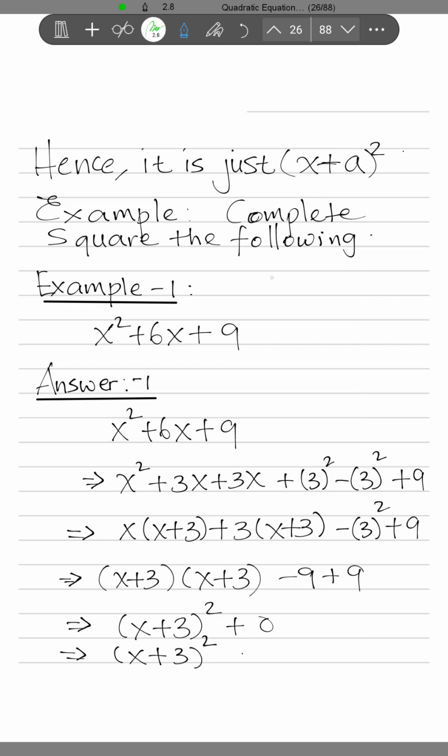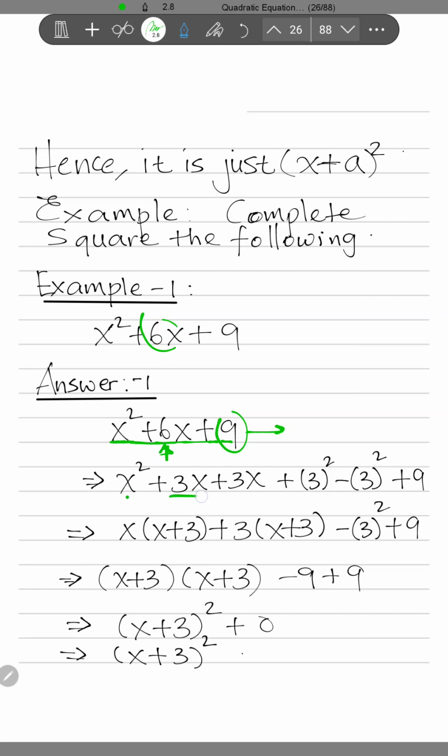Now, let's do it in numbers. Interesting, very interesting. Here, x squared plus 6x plus 9. Think of half of 6, which is 3. Okay, keep in mind 3. x squared plus 6x plus 9. Now, keep 9 away. We don't need to worry about number 9. We need to worry about half of 6, which is 3.